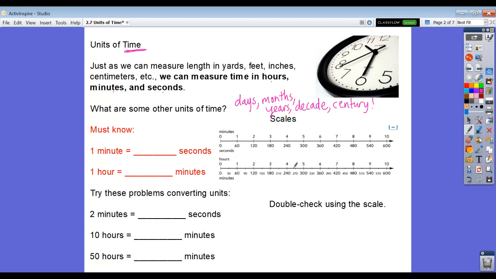So these are some conversion scales which can be found on the pages in your math journal. And I've made up some problems off to the side for converting units. But first, I wanted to get to the must knows. If you don't already have this memorized, you need to know that 1 minute equals 60 seconds. Say that 5 times fast. 1 minute equals 60 seconds.